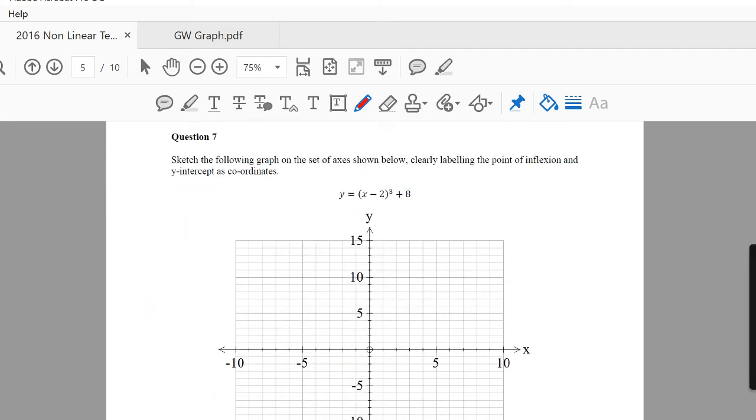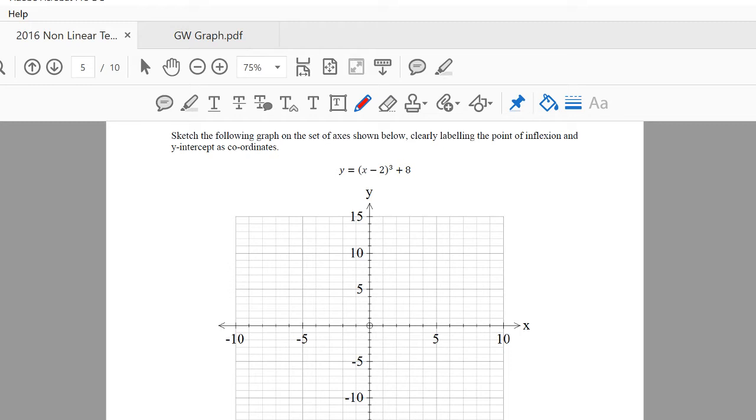Next question. Sketch the following graph on the set of axes below, clearly labelling the point of inflection and y-intercept as coordinates. Notice it hasn't asked for x-intercept. Okay, so where's the point of inflection? Where's my h and k number for this one? This time my h number is 2, positive 2. My k number is positive 8. So my point of inflection is going to be at 2, 8. It's going to be right there. So that particular point is going to be perfectly horizontal. Right, this is a cubic.